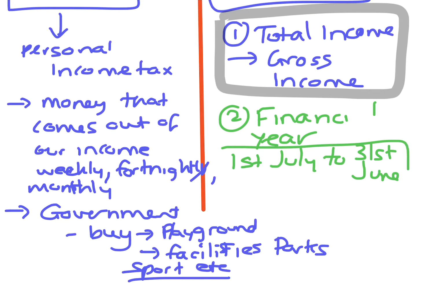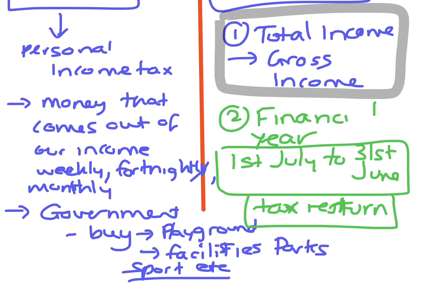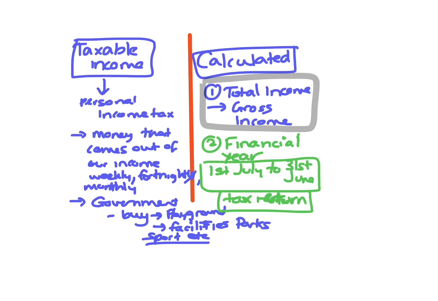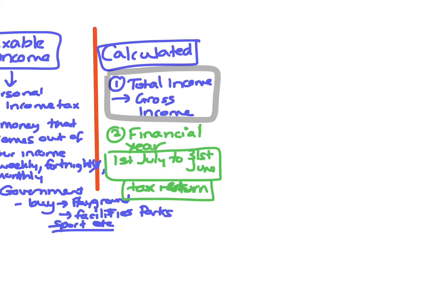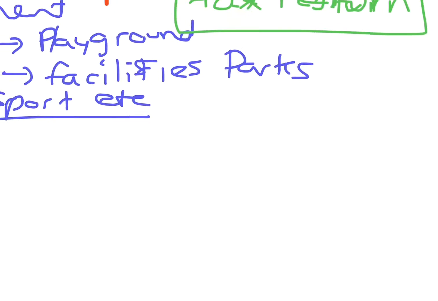And at the end of the 31st of June, everyone puts in what's called a tax return. From that tax return, you work out how much tax you did actually pay, and how much tax you should pay. From this, you can then work out whether you get a refund if you've paid too much tax, or you'll end up with tax that you owe.